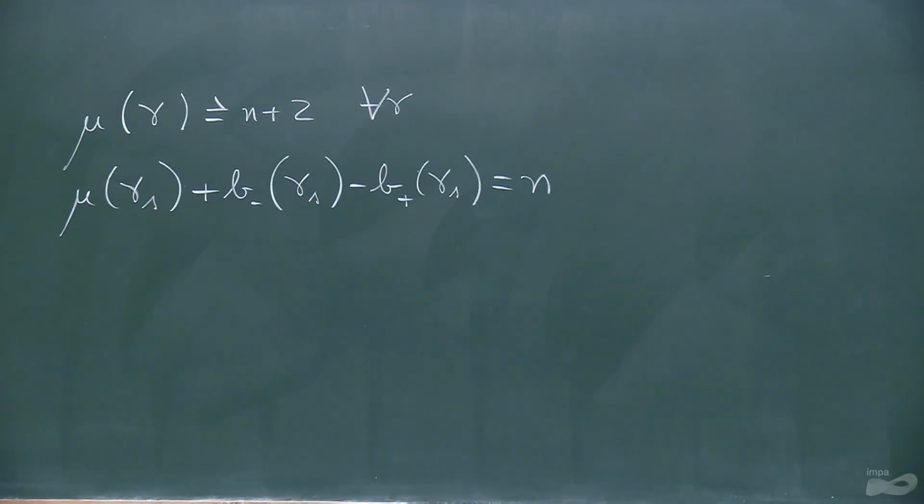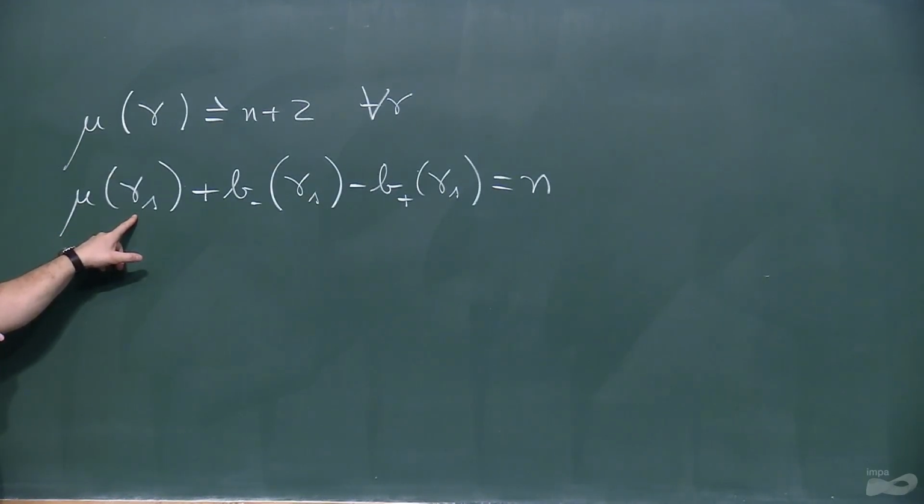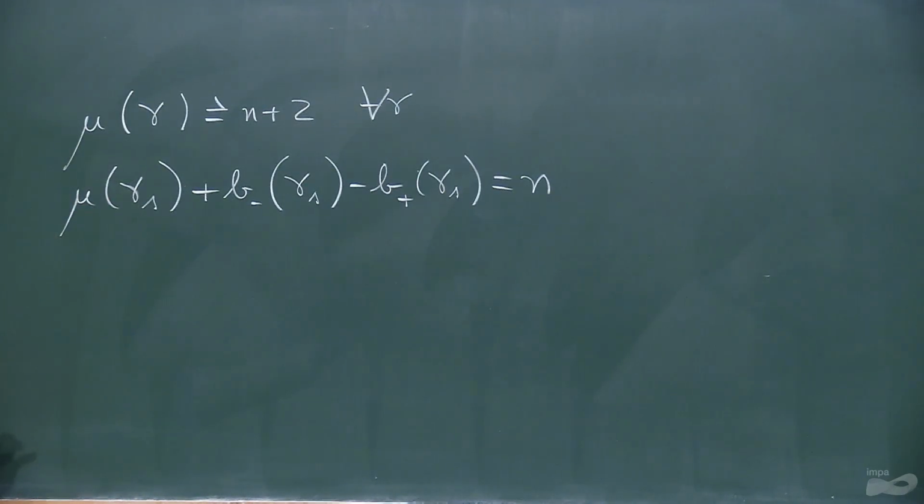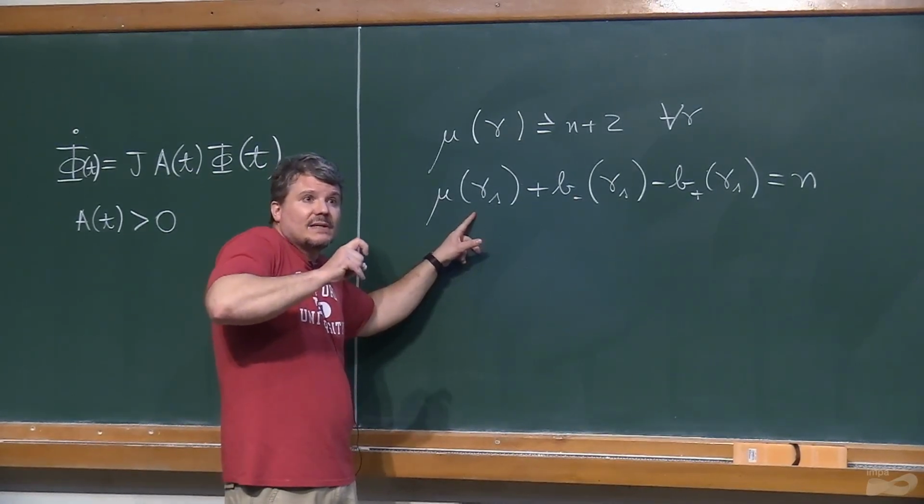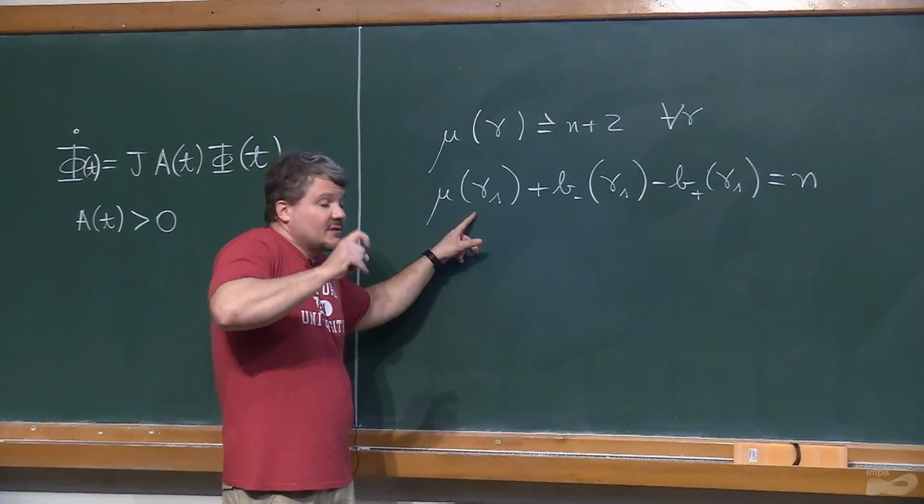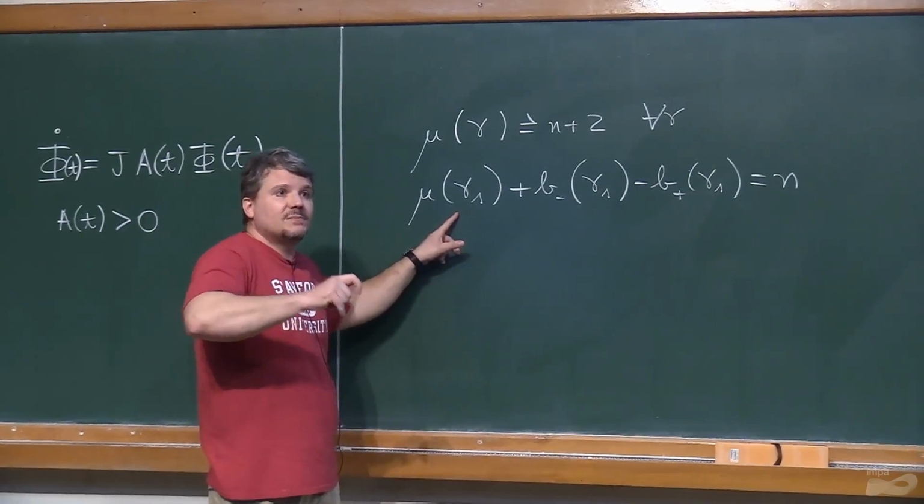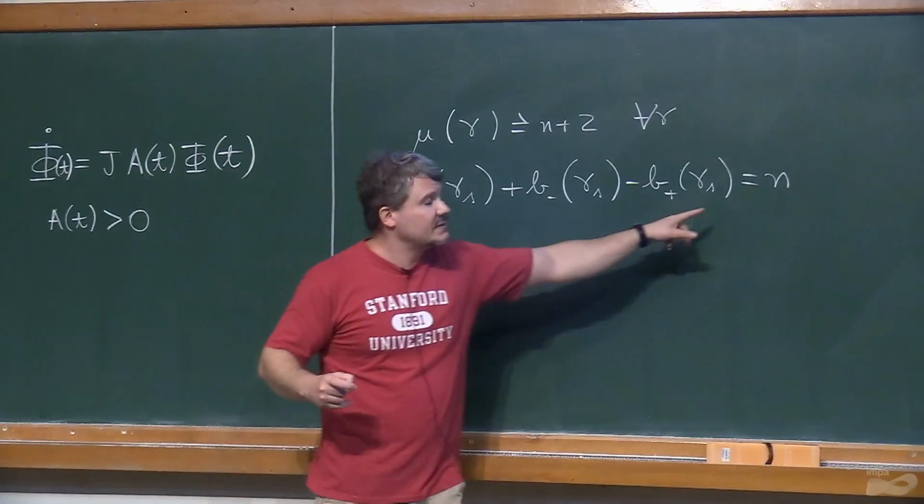It's a very technical construction. I will not give details about this construction, but that's the point. I can just tell you that we start with a contact form which is dynamically convex except at one symmetric closed orbit, gamma s. And then we make a perturbation of this contact form, such that this perturbation is dynamically convex, and you have this.